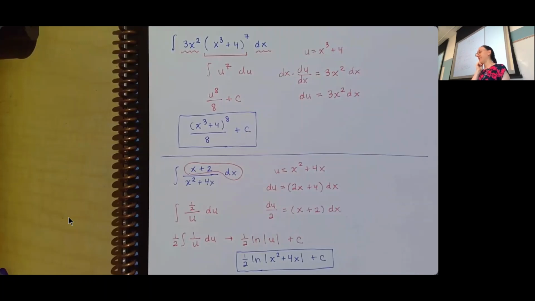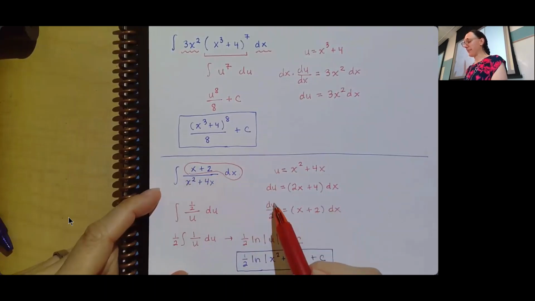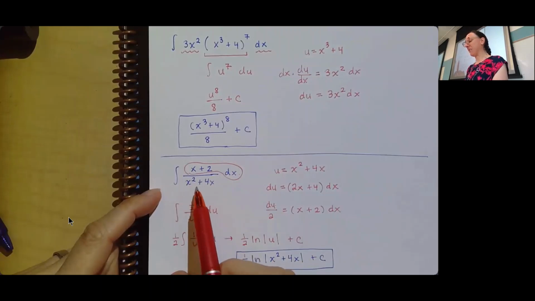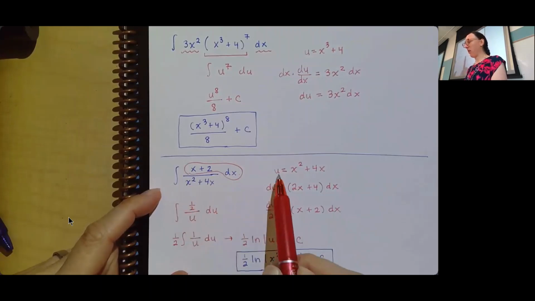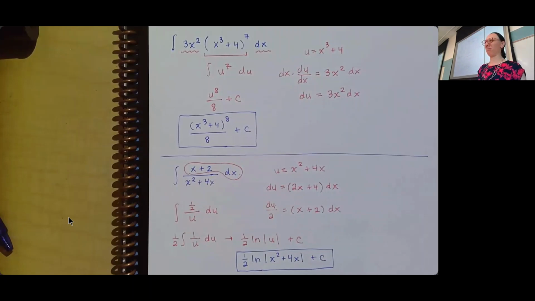Where did we get 1 over u? So when I do my translating, the top of this, the x plus 2 dx, that translates as du over 2. But the x squared plus 4x is in the denominator. That's what we called u. So it's got to be in the denominator there. And then I just took the 1/2 out in front. Does that help? Cool.